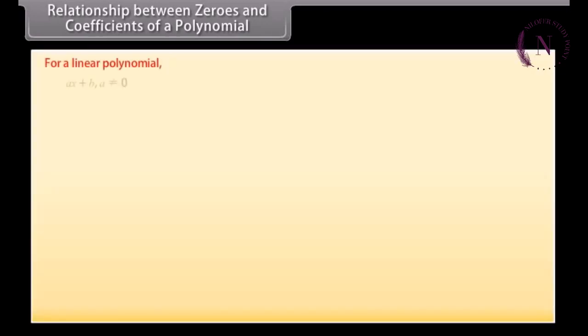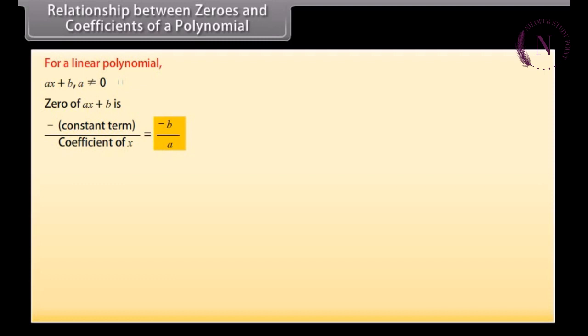Relationship between zeros and coefficients of a polynomial. For a linear polynomial ax + b, a is not equal to 0, zero of ax + b is minus constant term upon coefficient of x, which equals -b/a. For example, zero of 2x + 3 is -3/2.